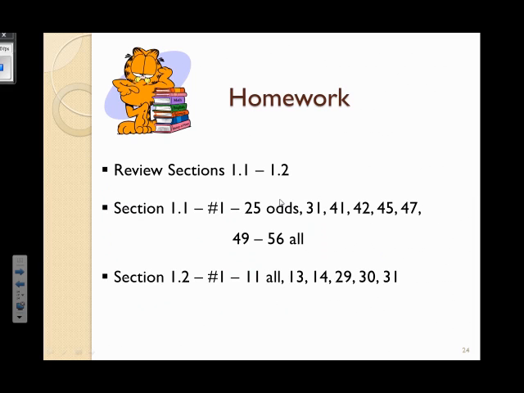Now here's the homework. It's also on Moodle. I would suggest, if you want to get started, since some of these problems will take some time, that before class you do section 1.1, the first 1 through 25, the odds. That would be a good start to come to class with. If you have questions, we can go over it, and then in class we'll work on the rest of them.